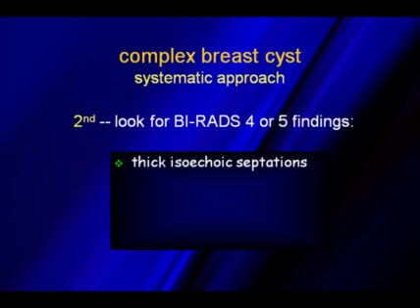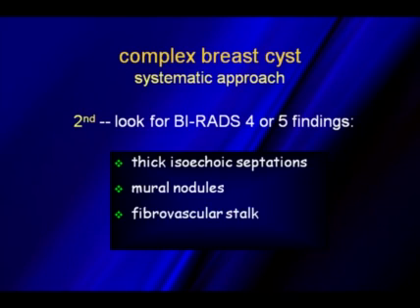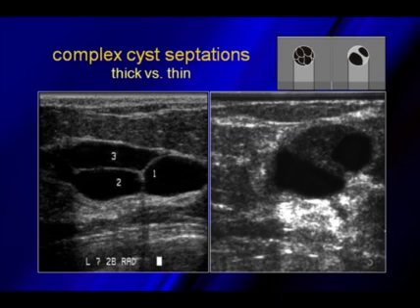So the things that we're going to look for are thick isoechoic septations, any type of a mural nodule. We also use color Doppler to look for the presence of a fibrovascular stalk, and we're going to look at clustered microcysts. So the image on the left, we would just consider to be simple cysts. It's basically one simple cyst up against another one. These are just a cluster of cysts sitting together. These we would not be concerned about.